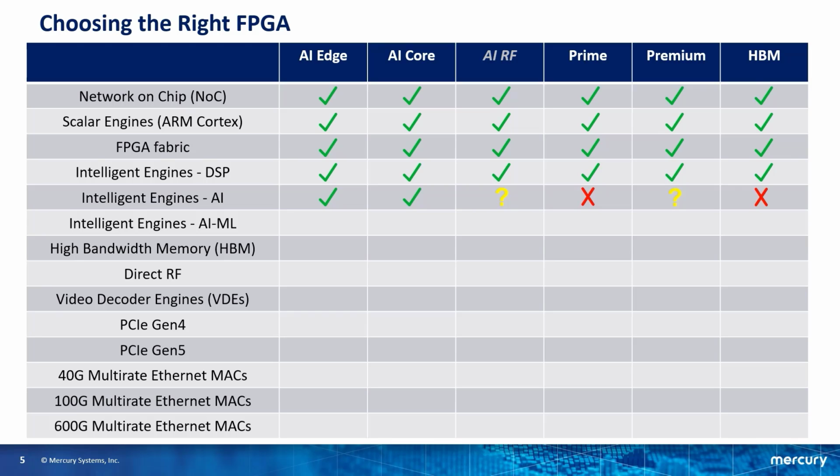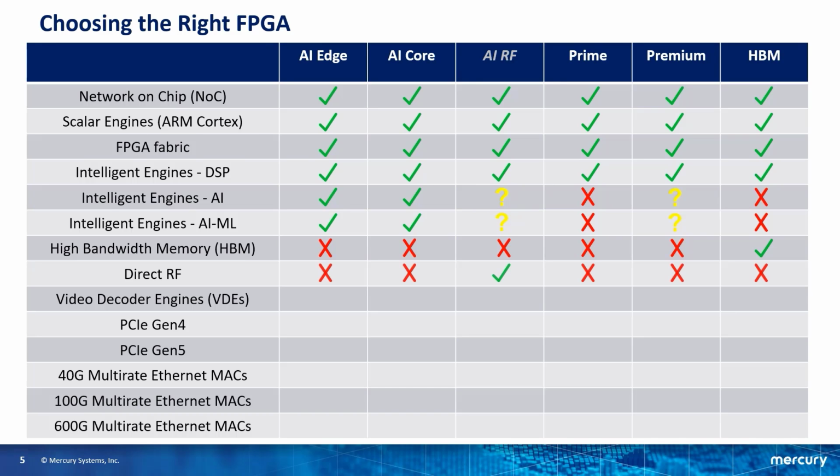But interestingly, I have a question mark on Premium because if you remember from before, the Premium was not part of the AI family. But Xilinx announced earlier this year that they're going to start shipping Premium with AI engines. It's not clear yet which ones, but they will have actually a very high count of AI engines in that Premium part. The intelligent engines, the AI ML engines, are in the AI Edge and the Core. Again, we don't know what's going to be in AI RF. They're not in Prime, they're not in HBM, but they could potentially be in the Premium once they start shipping that.